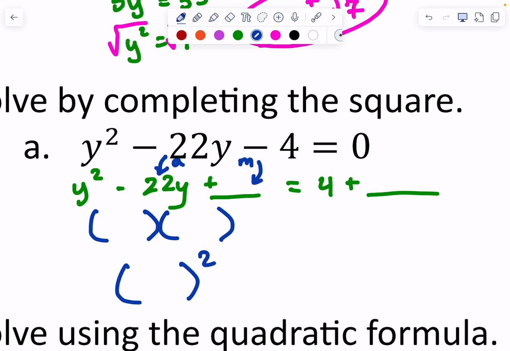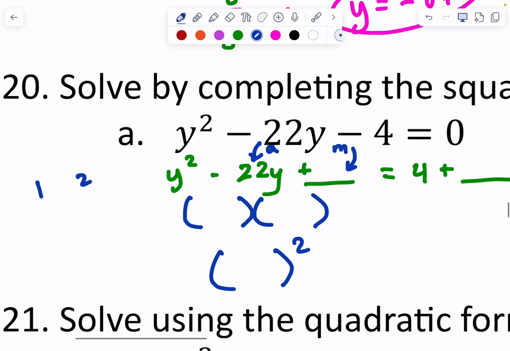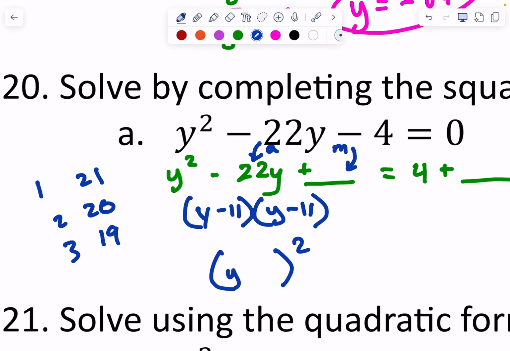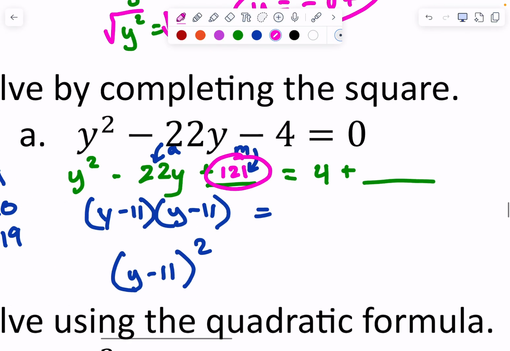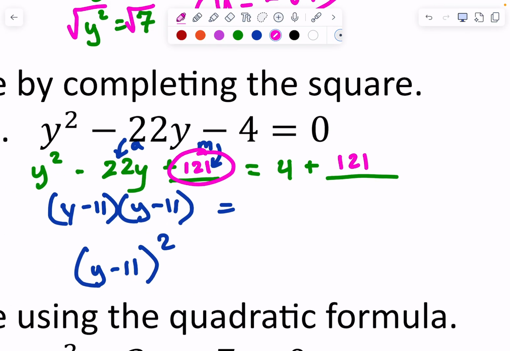There's a lot of combinations that add together to be 22, like 1 and 21, 2 and 20, 3 and 19, right? But I want the two numbers that are the same number that are going to add together to give me 22. That is dividing by 2. It is y minus 11 and y minus 11, so I can do y minus 11 squared. Now, what's my blank number? 121, because 11 times 11 is positive 121. So this is 121 here, and then that is 125.